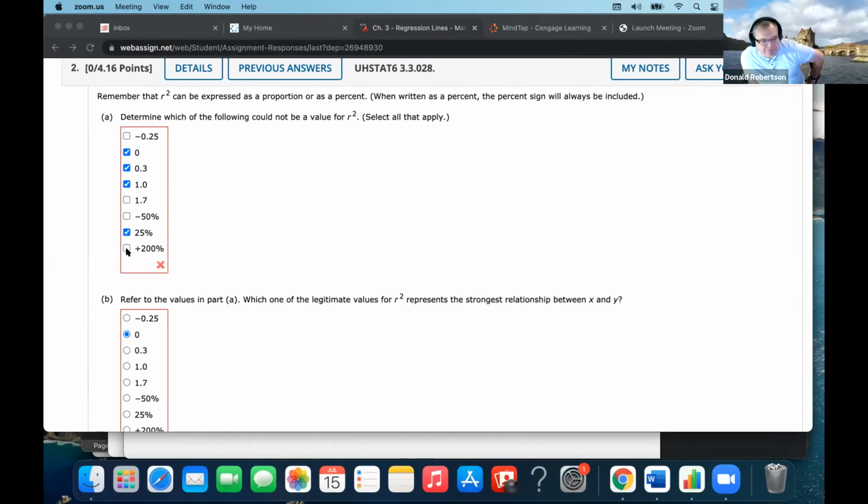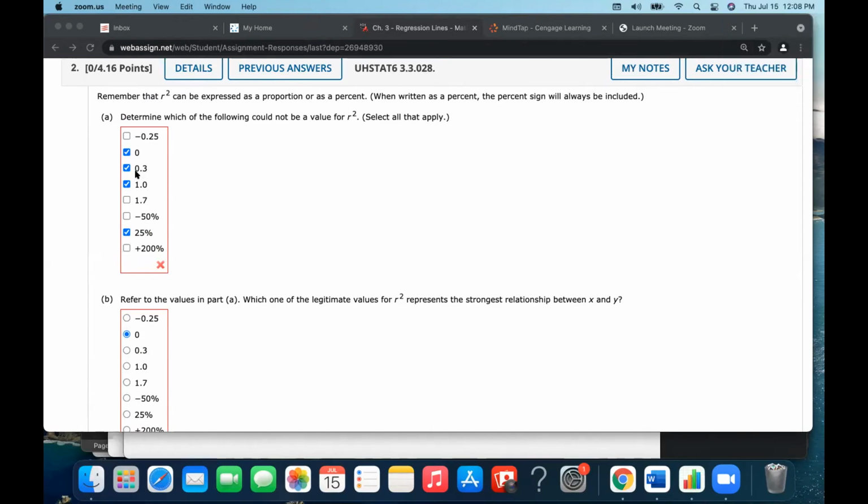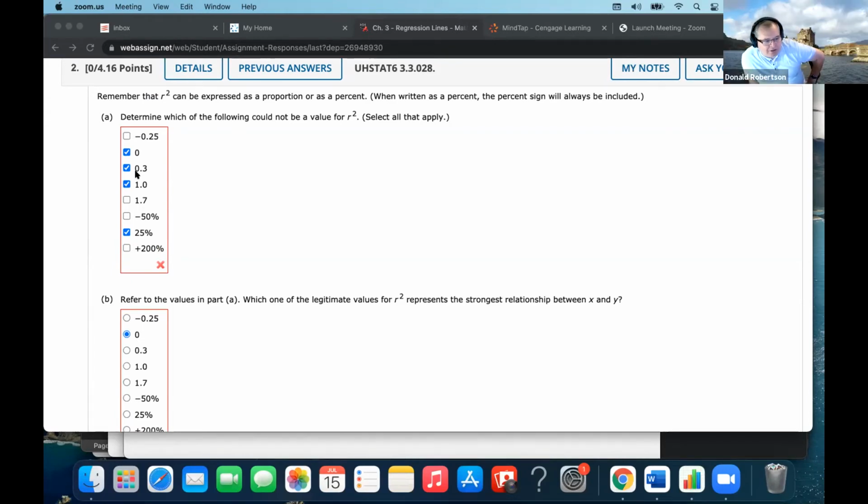R squared can never be negative, because any number times itself is guaranteed to be positive. So that's the top one. It can't be 1.7 because you can't get an answer bigger than 1. It can't be -50% because it's negative. And it can't be 200% because that's bigger than 1, which is 100%.